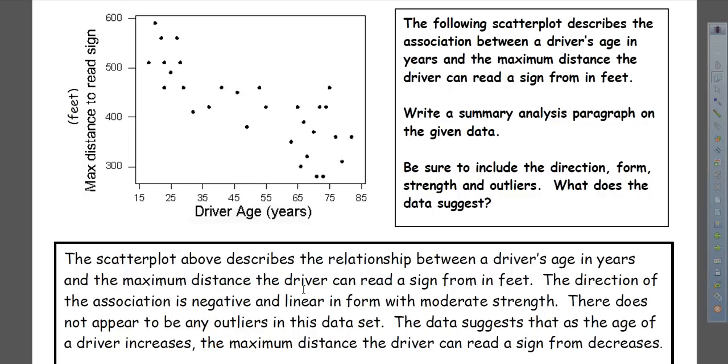So I wrote a brief little paragraph down here. The scatter plot above describes the relationship between a driver's age in years and the maximum distance the driver can read a sign from in feet. The direction of the association is negative and linear in form with moderate strength. There does not appear to be any outliers in this data set. And the data is suggesting that as the age of a driver increases, the maximum distance the driver can read a sign from decreases. Okay, so if you need to write this down still, pause the video and continue writing, and I'll see you on the next video.